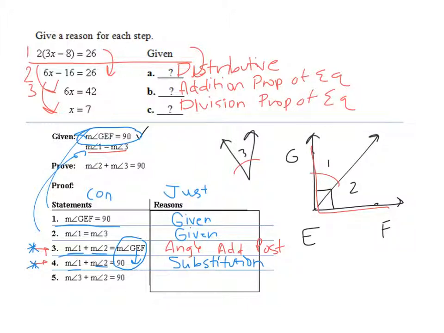Now let's look at from line 4 to line 5. I have these two parts that are the exact same, but the difference is measure of angle 1 and measure of angle 3. So how I know that measure of angle 1 equals measure of angle 3 is up there. So that means I must have substituted down here. So again, it's substitution. And that's it.